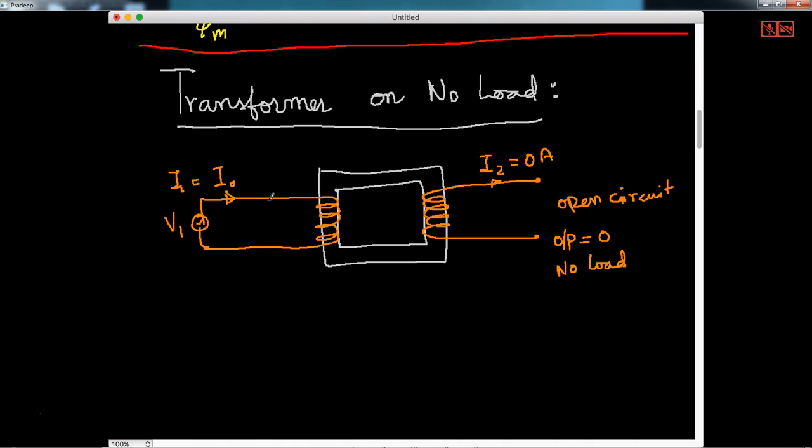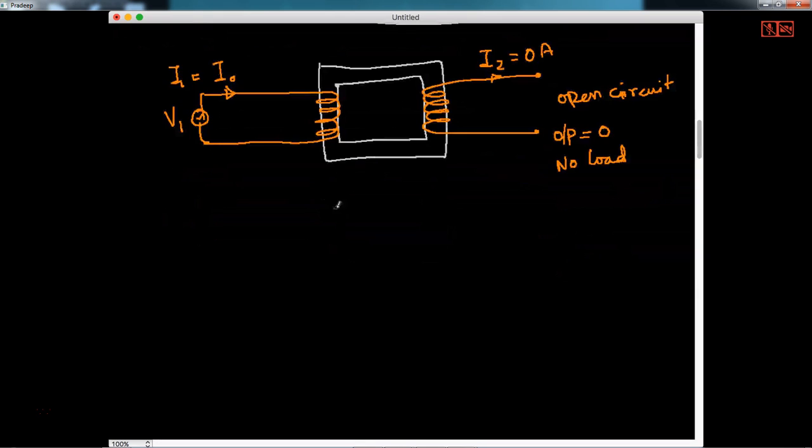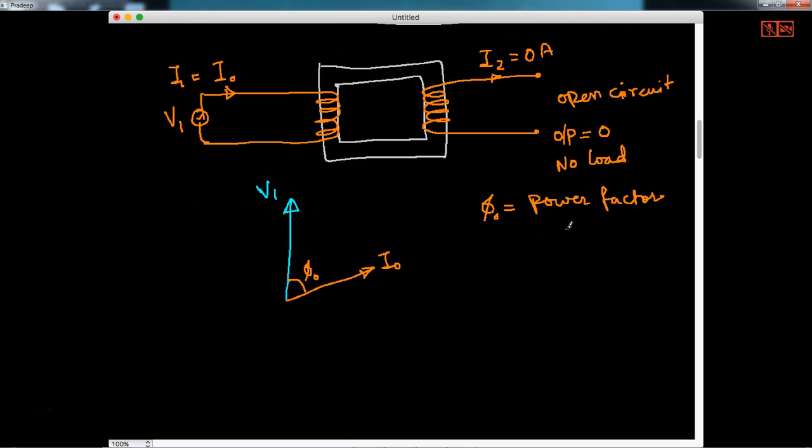So what is observed was that if I take V1 as a reference, so let me draw the vector diagram. So if I take V1 as the reference like this, so vertical is considered as reference, then the I0 current is coming somewhat like this. This is I0. So this angle is called phi naught. So what is phi naught? Phi naught is the power factor angle on no load.